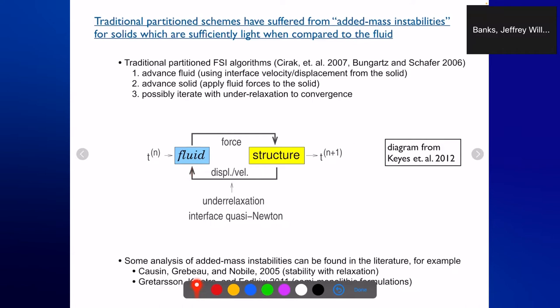Right, so the traditional issue is that you may need a lot of under-relaxed steps in order to get these solvers to be stable. Now, there's been some analysis in the literature, and we're going to build on some of the stuff that's already been done, but we take a slightly different approach from most other folks. So, first of all, where does this added mass instability come from?